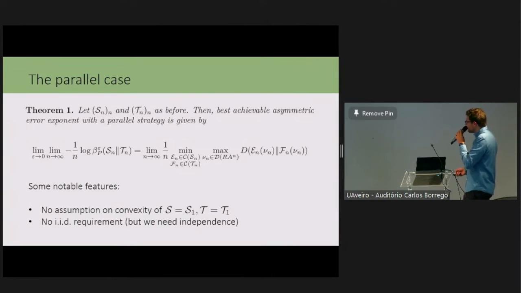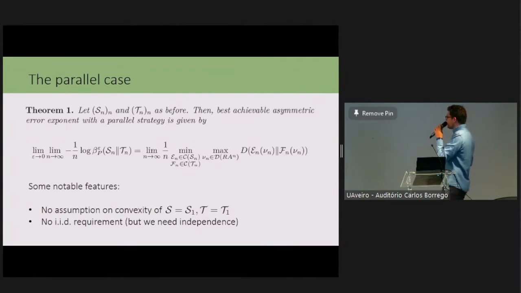And also, we're considering a setting which doesn't have to be i.i.d. So remember, these E_n's and F_n's don't have to be the same channel every time. They could vary within the set. But we do need independence, which really means we have tensor products of channels. We can't have a big n-partite channel. But other than that, we are really, really general here. I think that's one of the nice features of this formula.